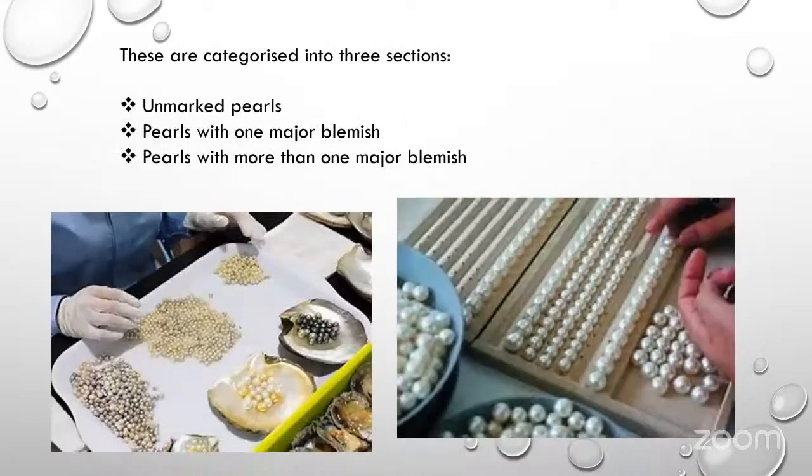Now, the pearls are categorized into 3 sections. So we have unmarked pearls, pearls with one major blemish, or pearls with more than one major blemish. We can see here the different colors of pearls: light gray to dark gray, light pink, pale yellow, lustrous silver color, ash color. So these are the different shades we can find in the pearls.